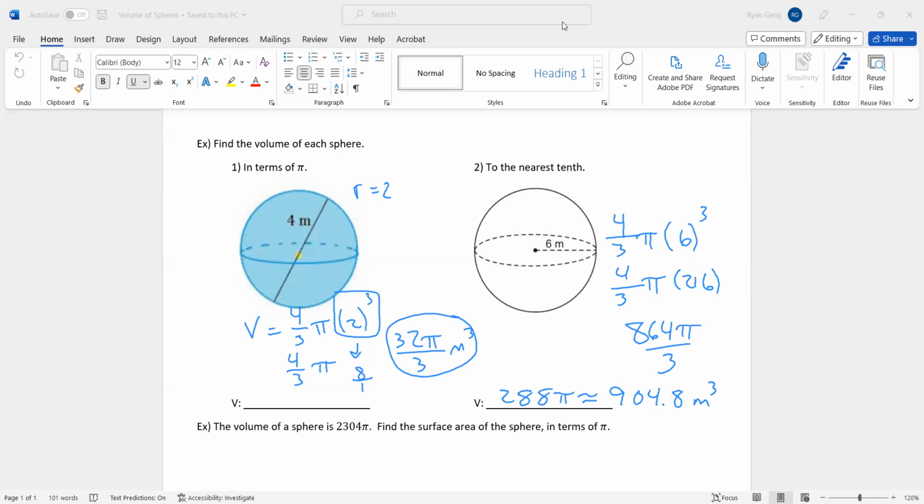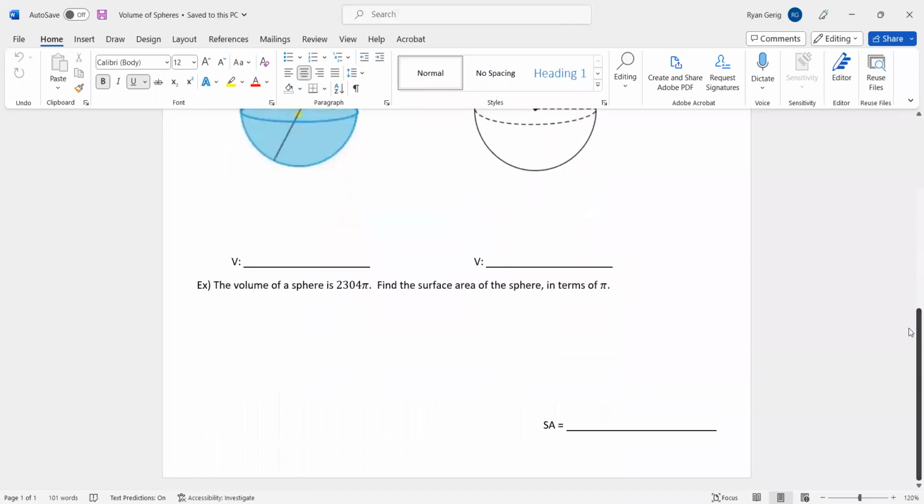Okay. All right. The last one is the one you're not going to know how to do. Yeah. So the volume of a sphere, I'm giving you the volume and I want you to find the surface area. So we have the volume, which is 4/3 pi r cubed, but I need the surface area, which is 4 pi r squared. So as long as I know the radius, I can do that.